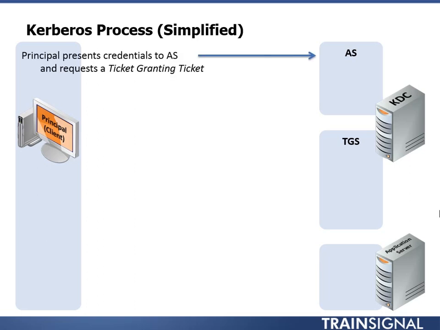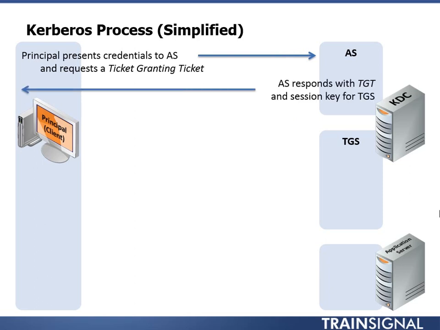In the first step, the principal contacts the authentication server and requests a ticket granting ticket. This is basically saying, hey, do I have the right to go to the ticket granting service? And the authentication server, hopefully, says, yes, all right, you may approach the ticket granting service. Think of that like taking a number at the deli. Once you have a number, then you have the right to go up to the guy at the deli, right? Well, that number is your ticket granting ticket.